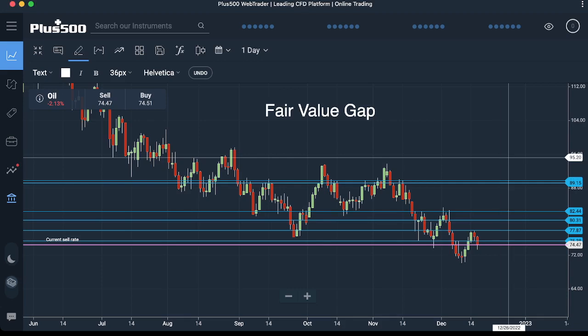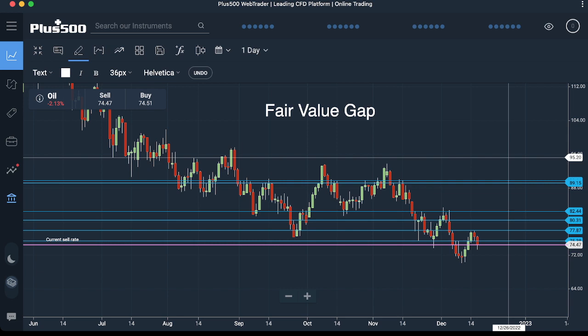Hello traders, and welcome to this training session, which is going to be about the fair value gap concept. What I'm going to do in this session is to talk about fair value gap again and to make sure you understand this concept very well, which is very important when you are trading based on the ICT strategy.